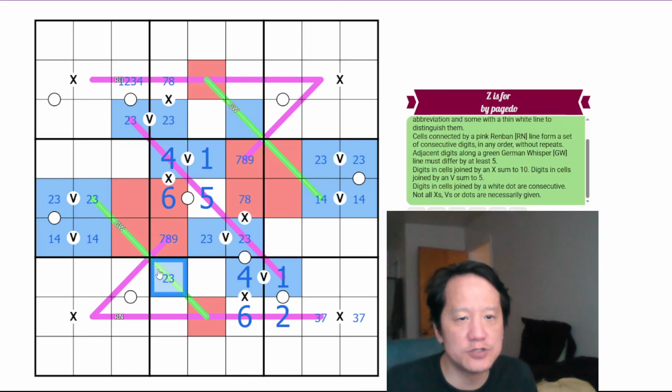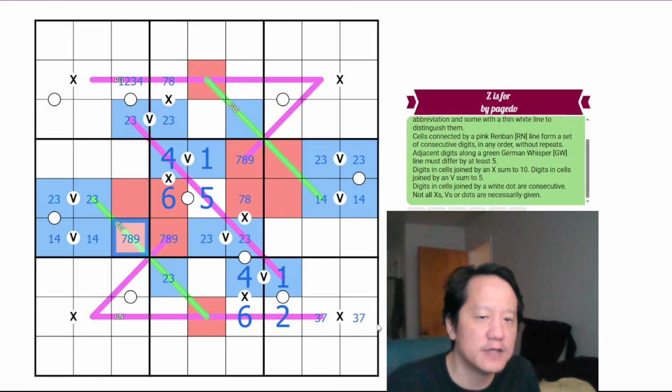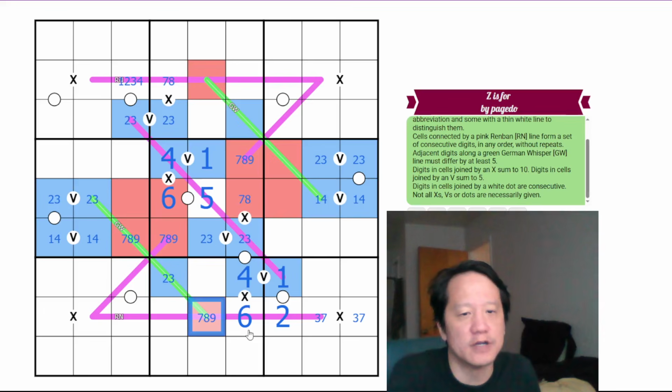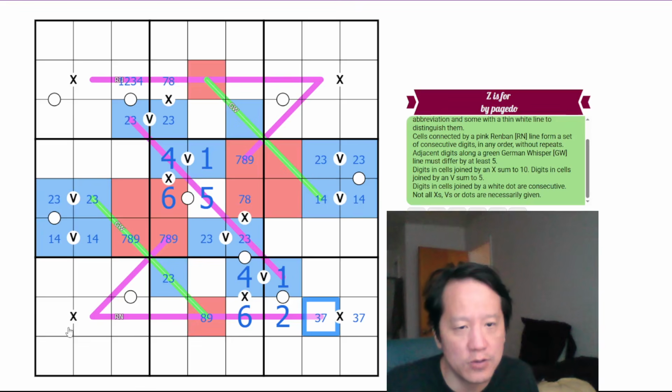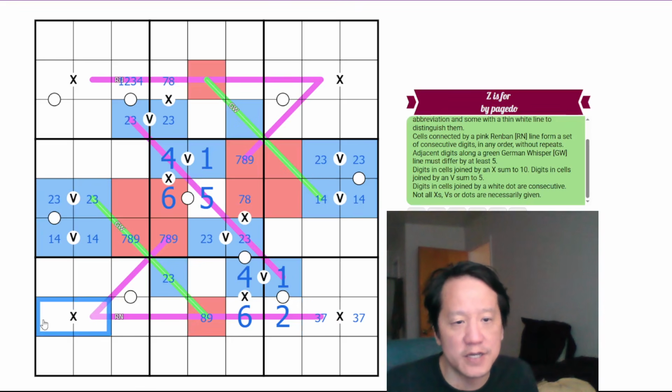This has to be next to 2 or 3. So it has to be 7, 8, or 9. And this must be 7, 8, or 9. Cannot be 7 because of the 3, 7 pair in the row. These add up to 10 here.